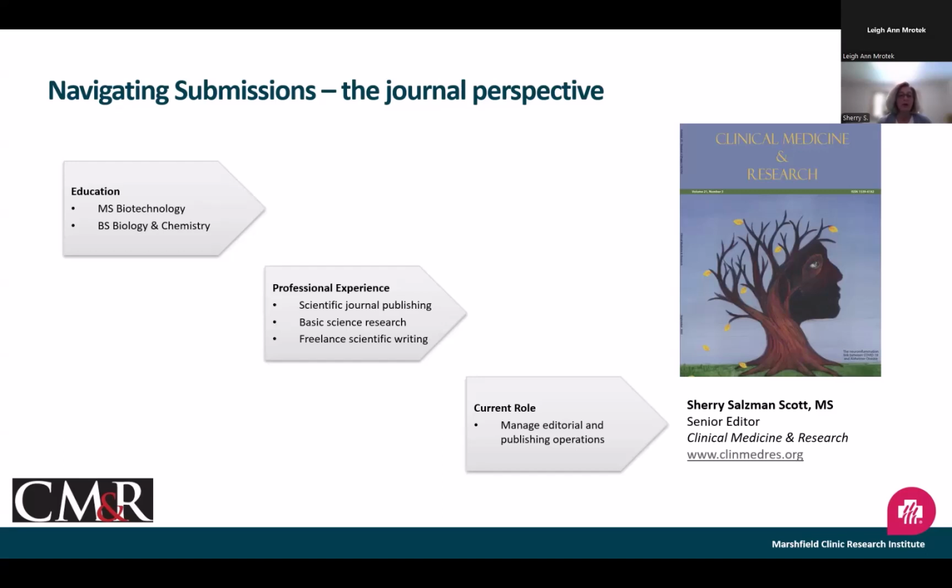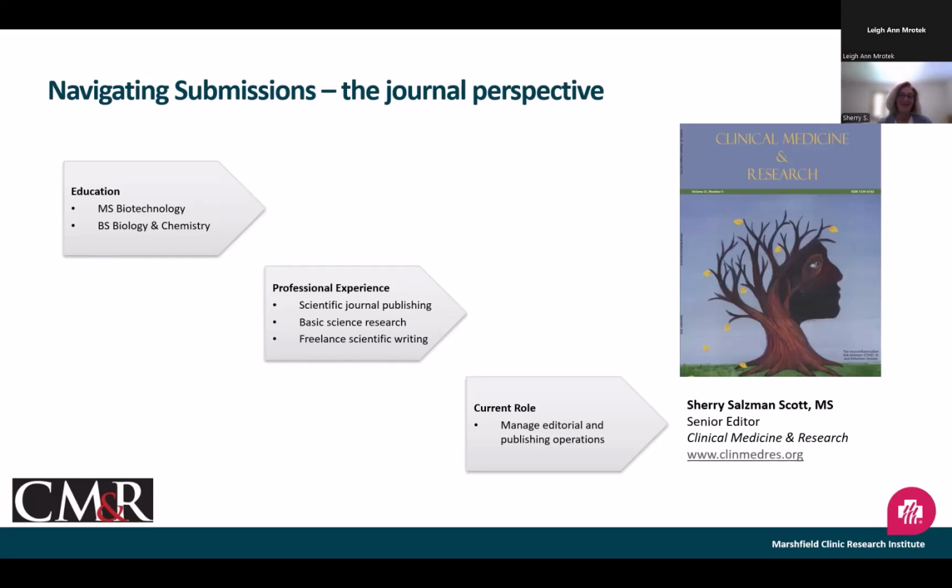And prior to that, I had worked in basic science research, studying the molecular basis of a few different forms of human cancer, as well as some gene mapping work. I dabbled for a period of time with scientific writing as a freelancer, so I have some experience there as well.